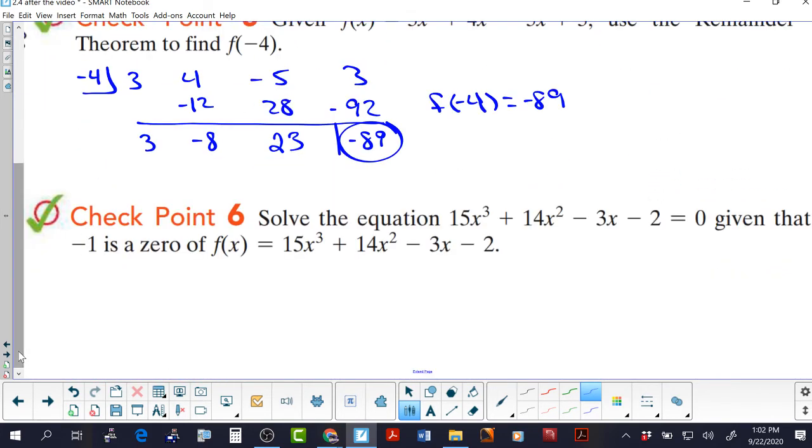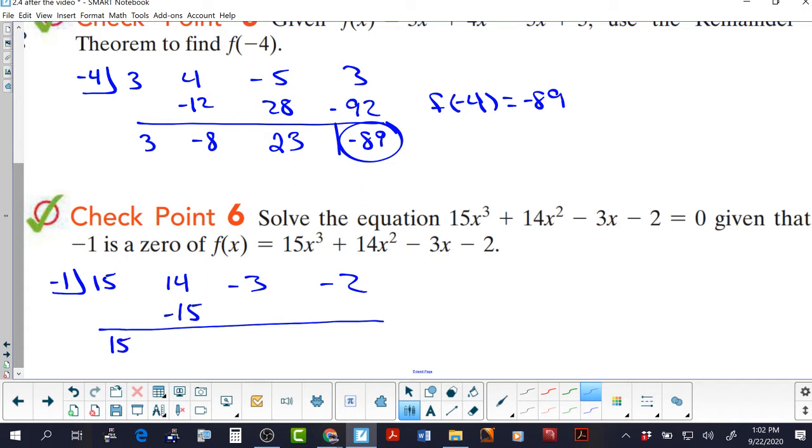Solve the equation given that negative 1 is a 0 of the function, of the polynomial. So let's plug negative 1 in. And we'll have 15, 14, negative 3, negative 2. Now they're telling us this is a 0. So our remainder should be a 0. So we'll bring down the 15. Multiply and add, multiply and add, multiply and add. There's the 2. So now we have 15x squared minus x minus 2.